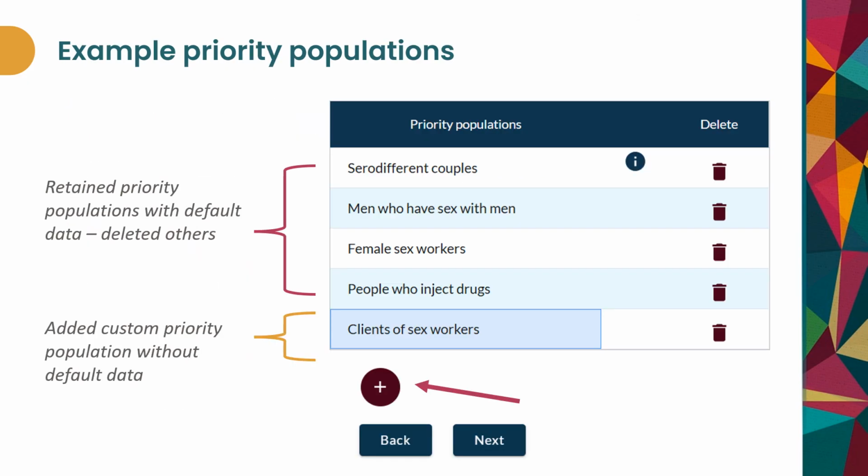Here is an example where a PrEP-IT user has specified 5 distinct groups for PrEP. 4 of these are from the list with default data: serodifferent couples, men who have sex with men, female sex workers, and people who inject drugs. The other default populations have been deleted using the delete symbol. Next, the user added a custom priority population and named them clients of sex workers. As this user moves through the tool, they will need to remember to include inputs for this population, where there are default data for the first 4 populations.